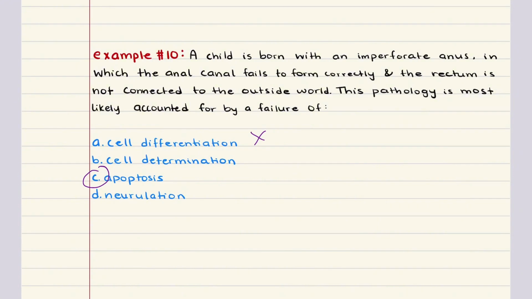It's the point at which a cell becomes committed to a specific lineage. Again, this is important, but it doesn't directly explain the failed connection to the outside world. Finally, D says neurulation. This is the formation of the neural tube, which gives rise to the central nervous system. Now, that happens earlier in development, and it affects brain and spinal cord formation, not the lower GI tract. So putting this all together, the most likely explanation is going to be a failure of apoptosis. So 10 is C.